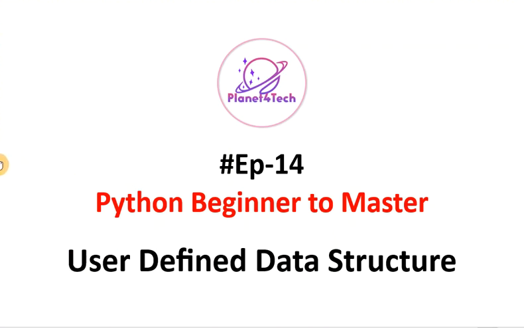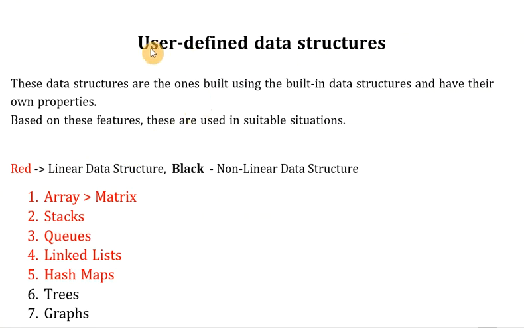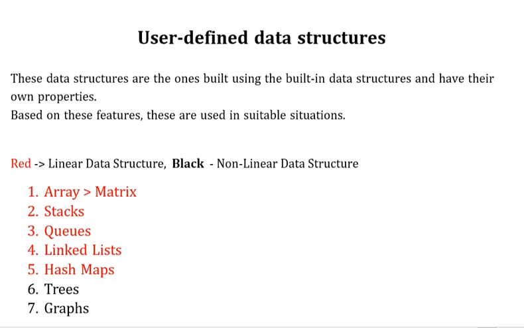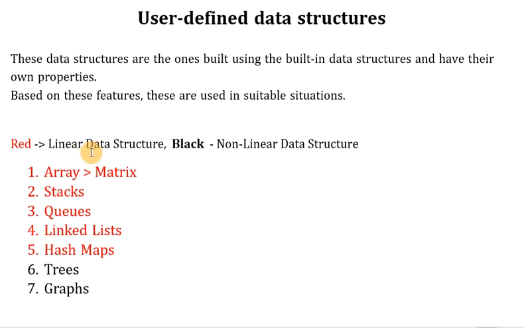So let's start. As I have told you, these user-defined data structures are built on top of existing built-in data structures. You can see here, these data structures are built using the built-in data structures and have their own properties. Definitely they have their own properties, which is why they are categorized in the second category, that is user-defined data structure. We can categorize them in two ways: one is the linear data structure, and the other is the non-linear data structure.